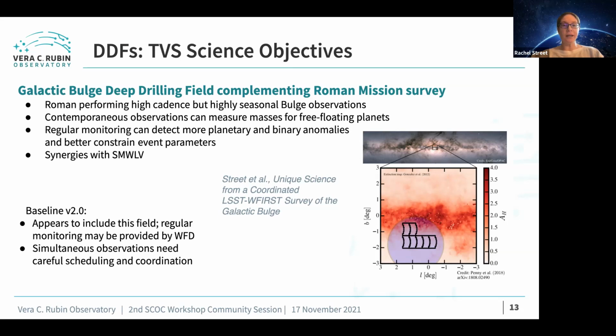So in terms of scheduling, baseline version 2.0 increases the coverage of the galactic bulge, which suggests that the long-term monitoring of this field may be provided by the wide fast deep. And if a rolling cadence strategy is used, then that will be true only in years where the Roman and Rubin surveys coincide. So we advocate for some careful coordination with the Roman survey on that. Near simultaneous observations, on the other hand, are probably going to be more difficult to schedule, but it's not impossible that that could be done with sufficient coordination as well. Next slide, please.